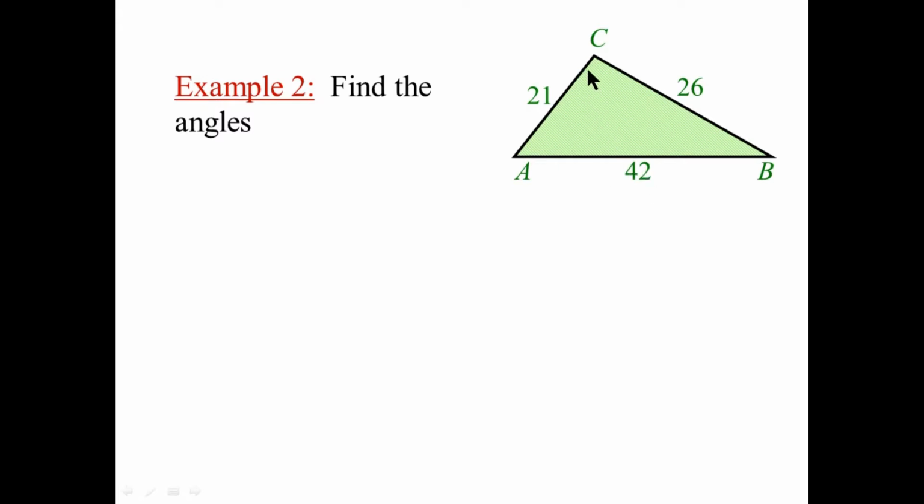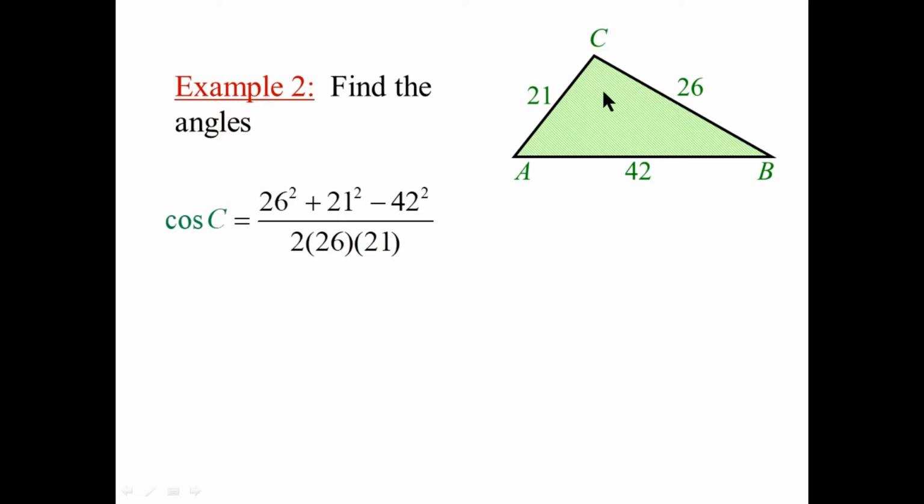We can start with angle C, and we can start by going cos C using the pattern equals 26 squared plus 21 squared minus 42 squared all over 2 times 26 times 21. Like that. Work it out on a calculator, and I notice that the cosine seems to be negative. That tells me, according to the cast rule, that C itself must be obtuse.